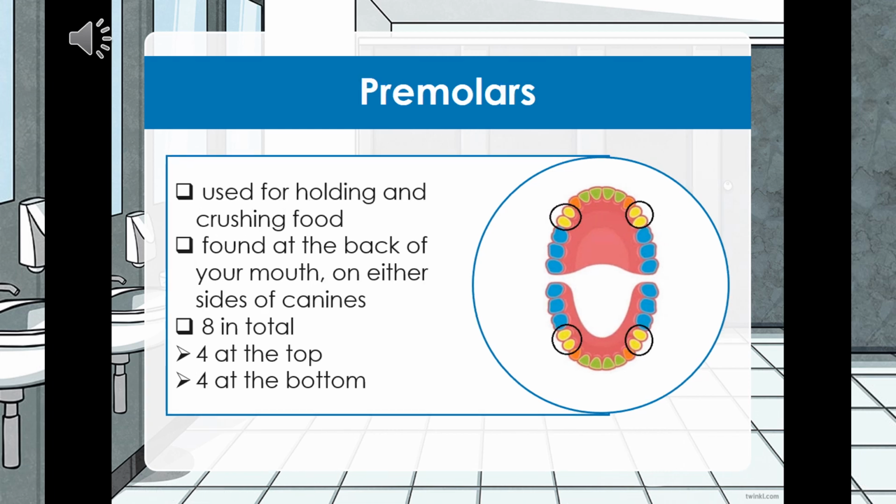Premolars. Premolars are used for holding and crushing food. They are found at the back of your mouth on either side of your canines. Just like incisors, they are also 8 in number, 4 at the top, which is your upper jaw, and 4 at the bottom in your lower jaw.